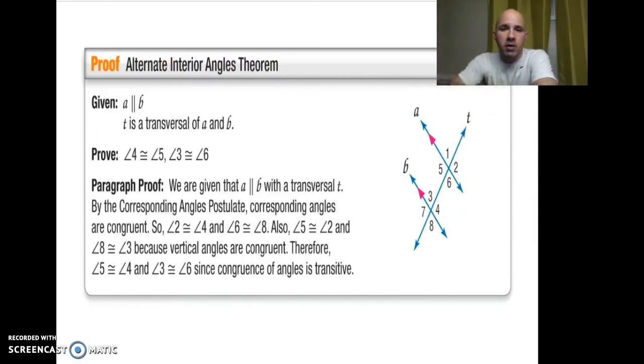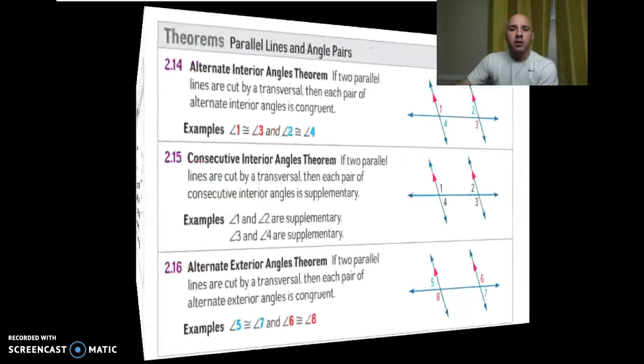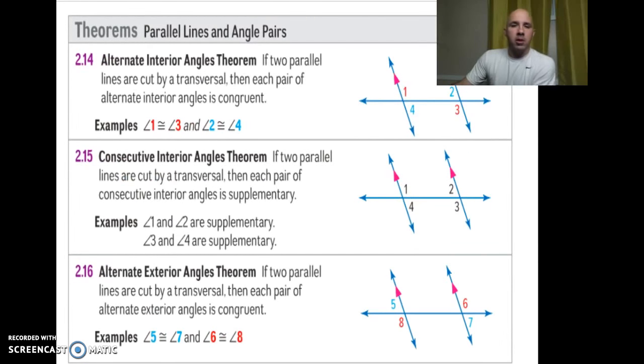All right, so you have a proof on alternate interior angles. You can read this paragraph proof, pause the video, and take this in. We're not going to prove the alternate interior angles at this point. All right, so you have 3 theorems here that are really key. Make sure you remember these.